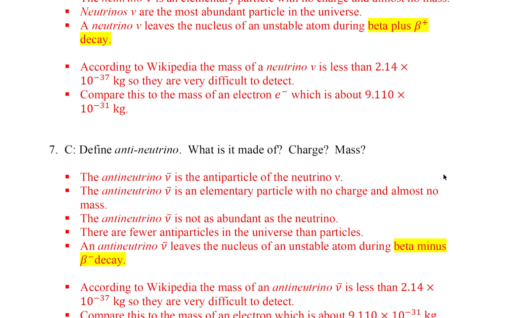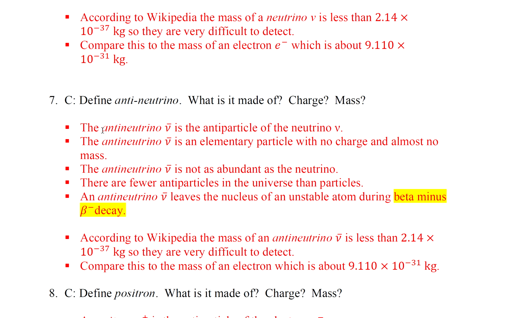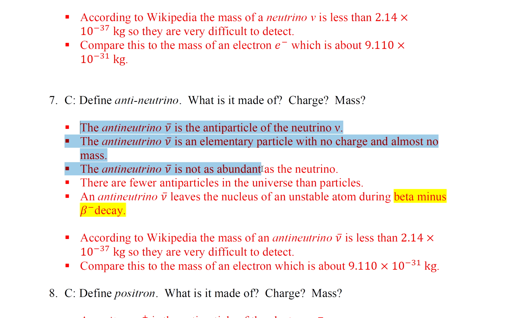Okay. Define antineutrino. An antineutrino is the antiparticle of the neutrino. The antineutrino is an elementary particle with no charge and almost no mass. The antineutrino is not as abundant as the neutrino. There are fewer antiparticles in the universe than particles. An antineutrino leaves the nucleus of an unstable atom during beta minus decay.